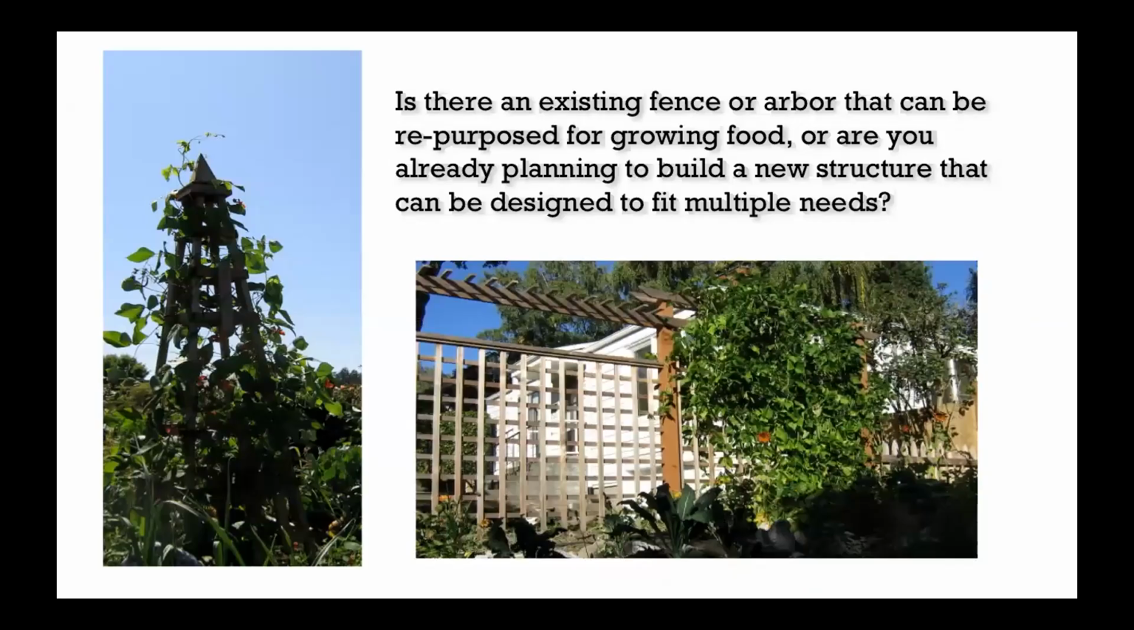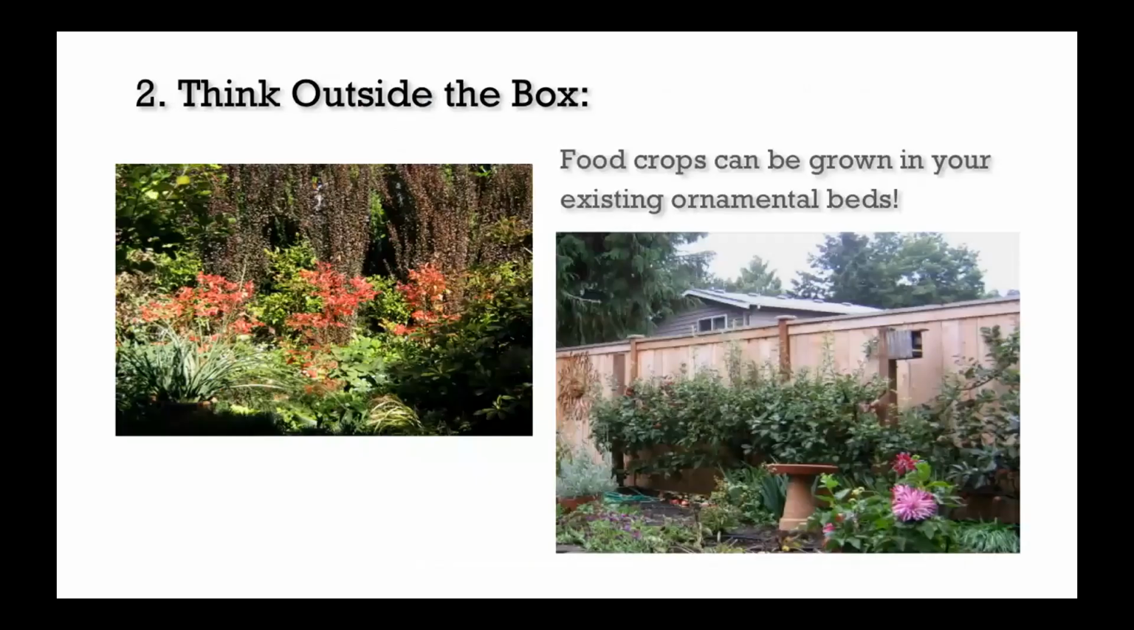And that includes, do you have a fence or an arbor that you could grow food on? You can grow a lot vertically too. Or if you're planning to build something, build it so it can also grow food on it. And kind of think outside the box instead of just thinking, oh, we have to have a designated area that's only food. You can grow food in ornamental beds.